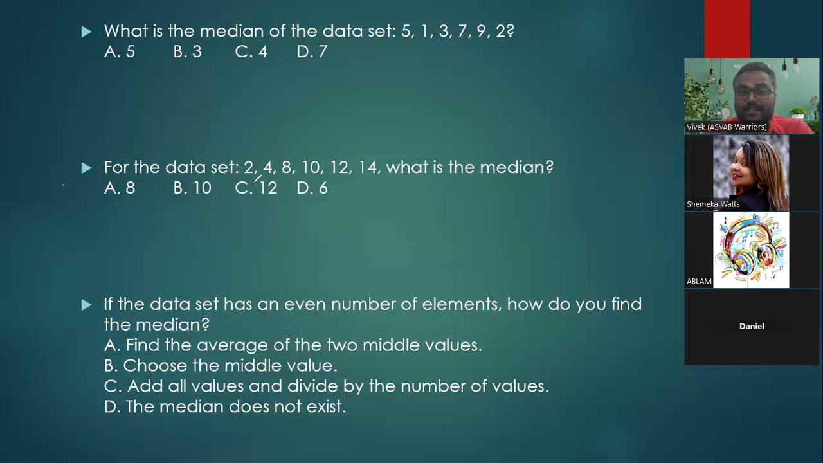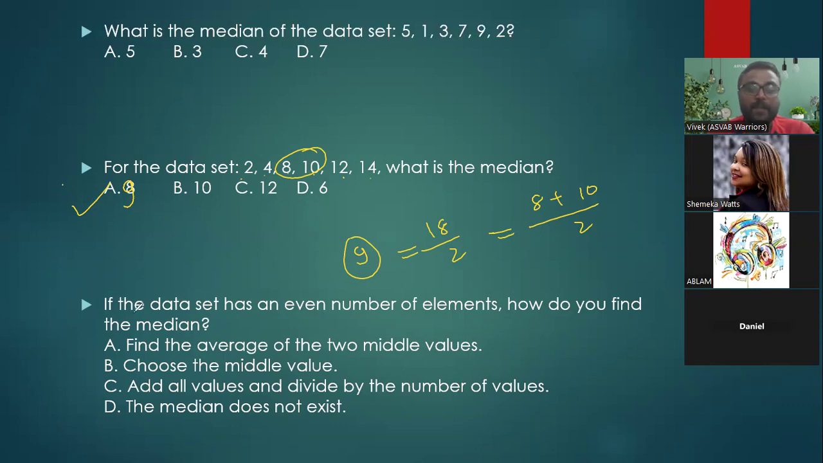For the data set, now let's say 2, 4, 8, 10, 12, 14. What is the median? This is already given in ascending order. So I'll just take the middle two. 8 plus 10 divided by 2, which is nothing but 18 by 2. So we have 9, which sadly is not there in the options. I'll consider this as 9 over here, and option A is correct.